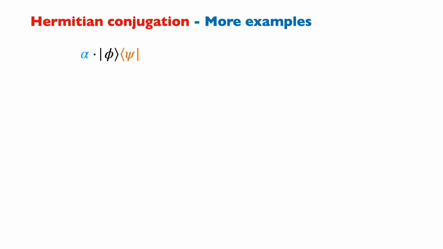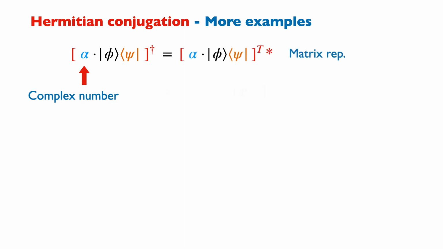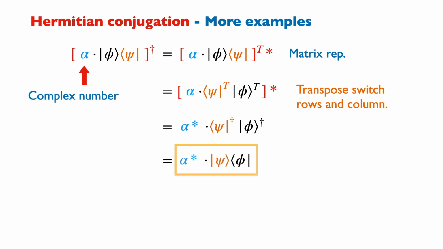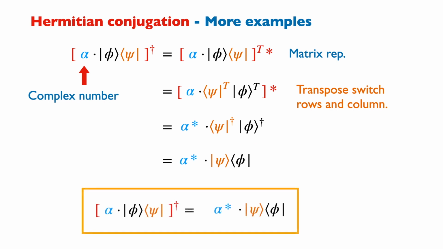Finally, let's look at the Hermitian conjugation of a typical Ket-bra. Alpha here is just a complex number. Using the matrix representation again, the transpose switches column and row. In the end, the Hermitian conjugation just switches bras and kets, while complex numbers are complex conjugated. Hence, we obtain a simple rule that is very useful for taking Hermitian conjugations of the Ket-bra representations of operators.